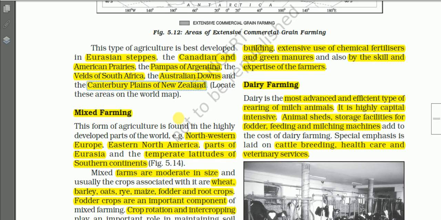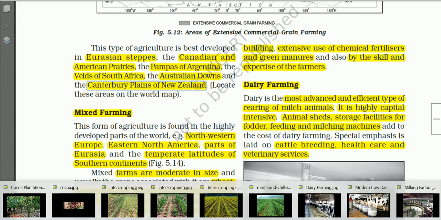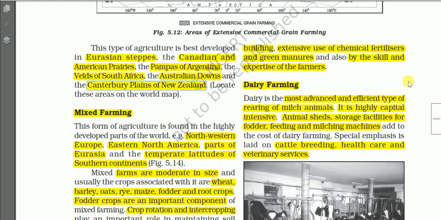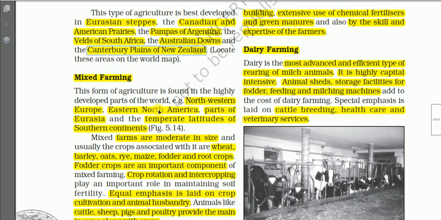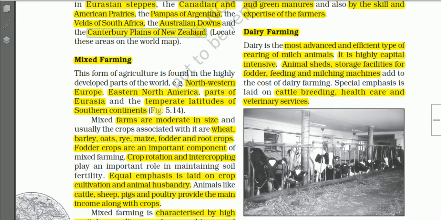So, any question regarding extensive commercial grain farming, boys and girls? No, sir. Okay. Remember, the productivity, that is the yield per person, is high because it is fully mechanized. A single person can cultivate and harvest thousands of hectares of land using machines.